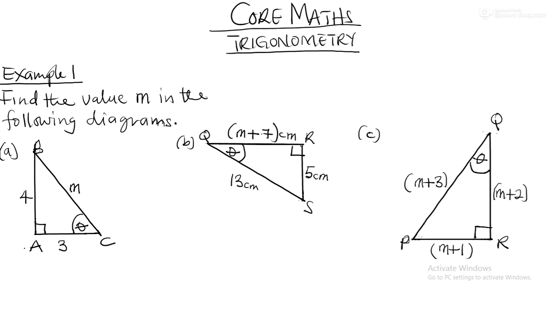Alright, so we know that m squared will be equal to 4 squared plus 3 squared. Then when we find the square root of both sides, we'll be able to make m the subject and then we'll get the value for m. Okay, so let's see the solution.